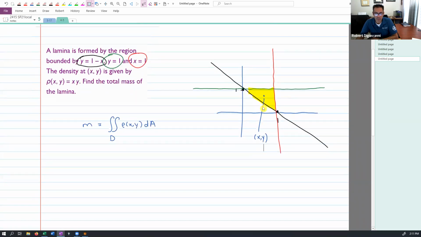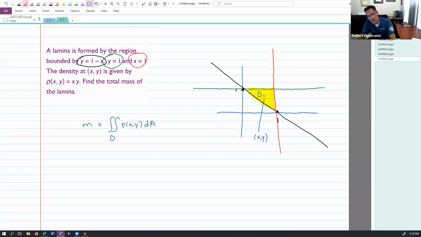So what type of region is this? If this is a D, what type of region? Do you want to do Cartesian, polar? What makes most sense to you here? Either type 1 or type 2 Cartesian. Yeah, Cartesian type 1 or 2. This is definitely not polar. I would stay away from polar. So let's try and figure out.